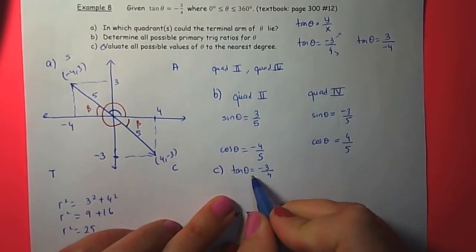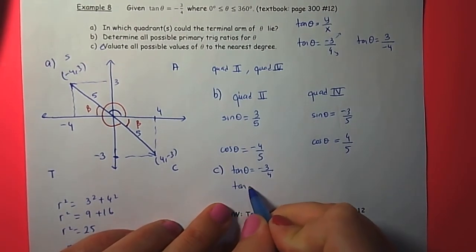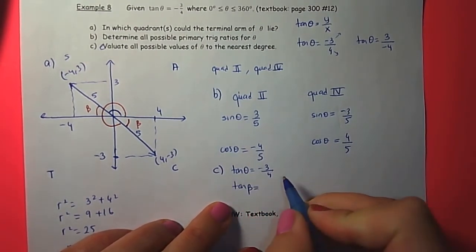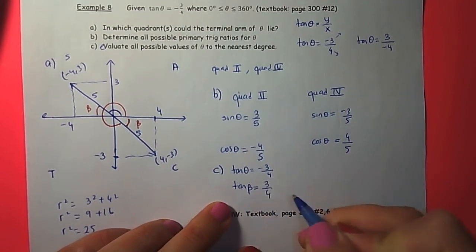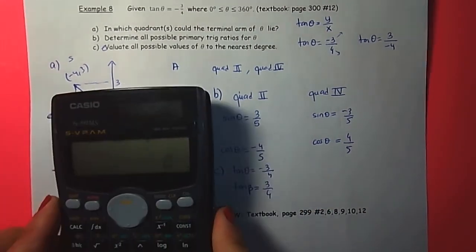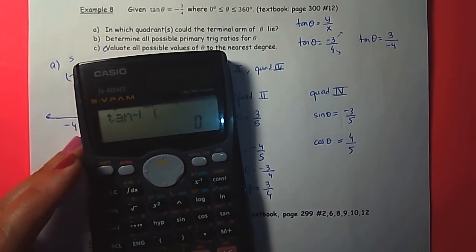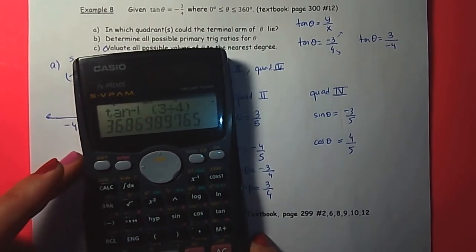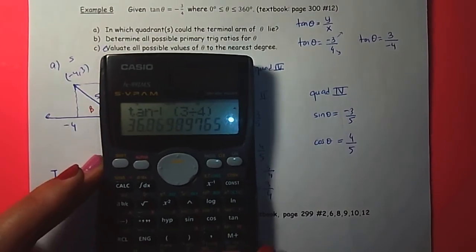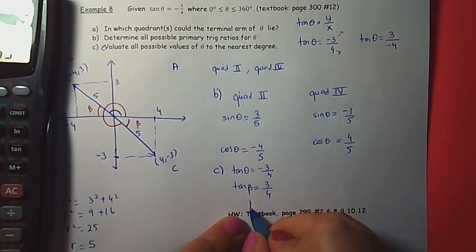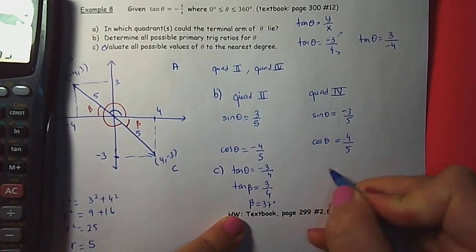Again, we never do inverse from this. You always write the ratio for the related acute angle, and that is going to be positive 3 over 4. Tan inverse 3 over 4. That gives us almost 37 degrees. So beta is 37 degrees.